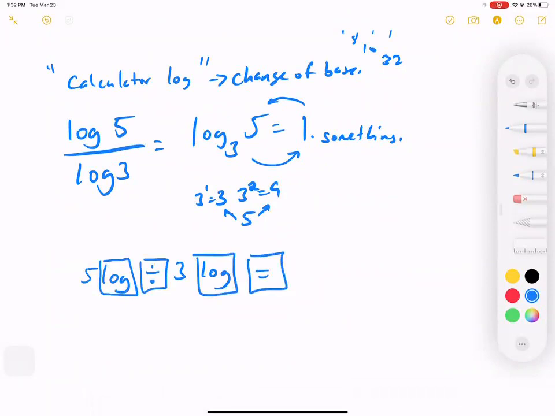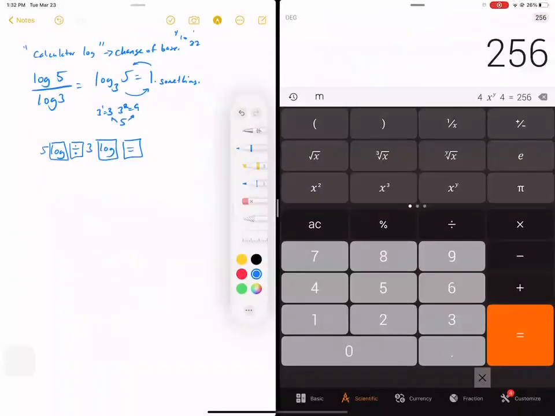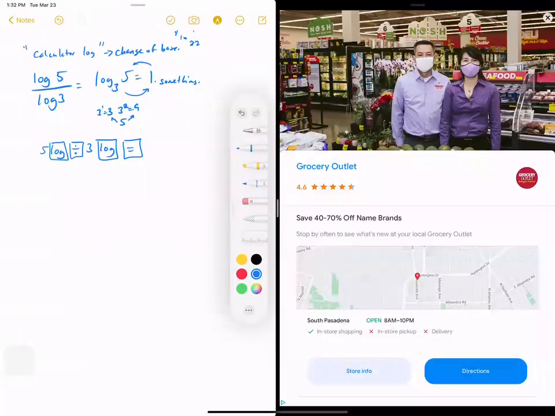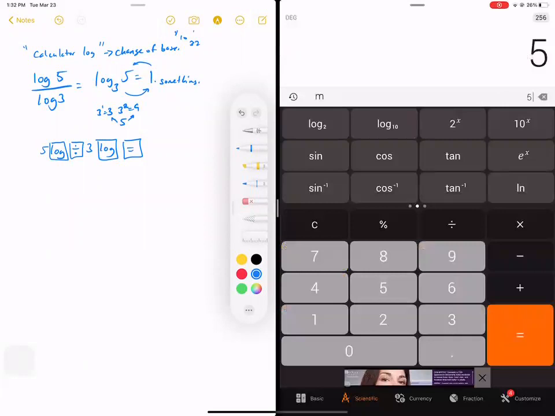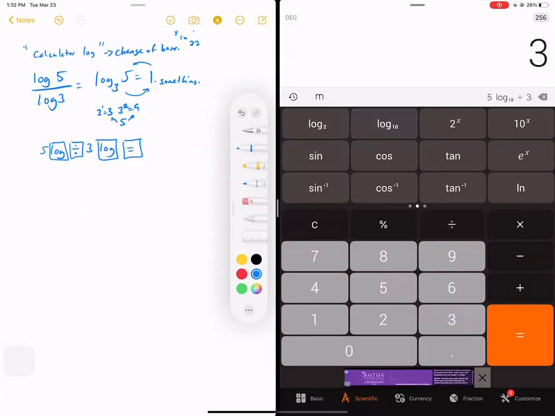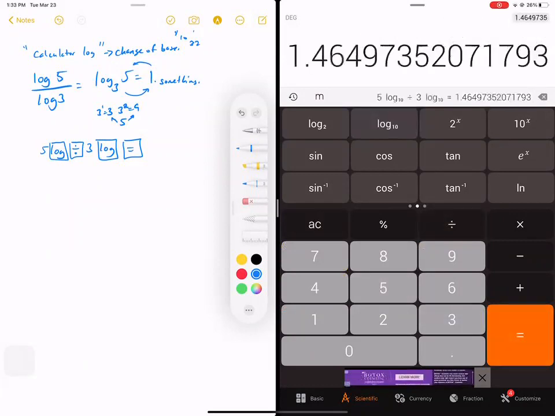Now I'll demonstrate that on my calculator here. Let's find logs. There's my log. We're going to 5. Let me clear it first. 5 log divided by 3 log equals 1.46. I'm going to round it to 1.465, rounding up. So this is an overestimation.